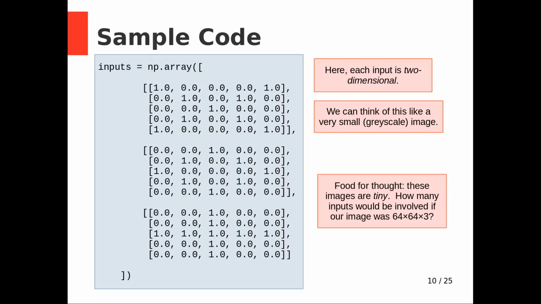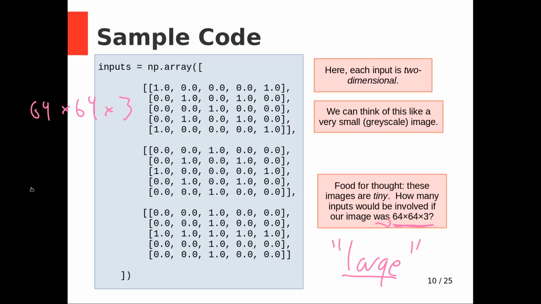So food for thought, these images are really teeny tiny. How many inputs would be involved if I had a larger color image? Large here really deserves its own quotes, because by modern standards, is a 64 by 64 pixel image large? I wouldn't say so. But how many inputs would be involved there? Well, 64 times 64 times 3. That's a lot of inputs, right?